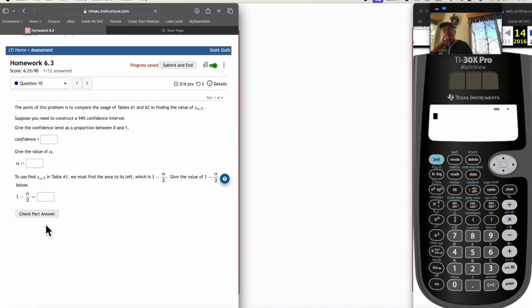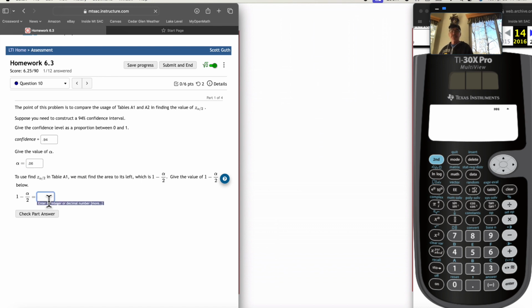This is the one. Okay, so the point of this problem is to compare the usage of table A1 and table A2 in finding the value of z alpha over 2. So we want to construct a 94% confidence interval. Give the confidence level as a proportion between 0 and 1. So it's 94%, so obviously we just go 0.94 here. Okay, give the value of alpha, that would be 1 minus 0.94, so 0.06 is the complement of 94%.